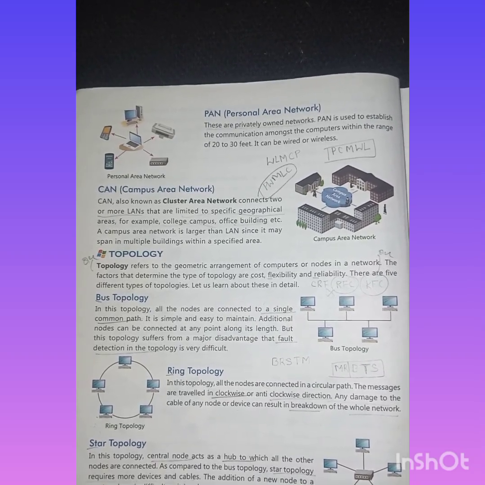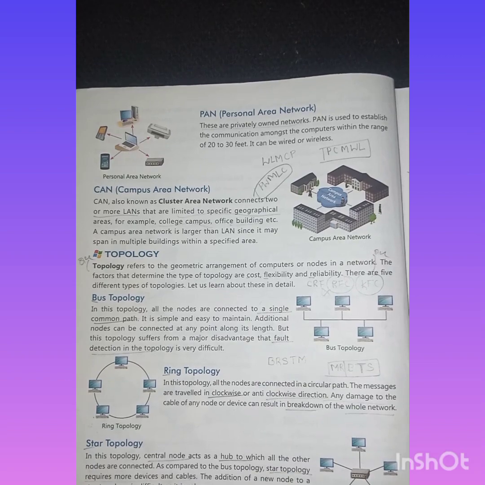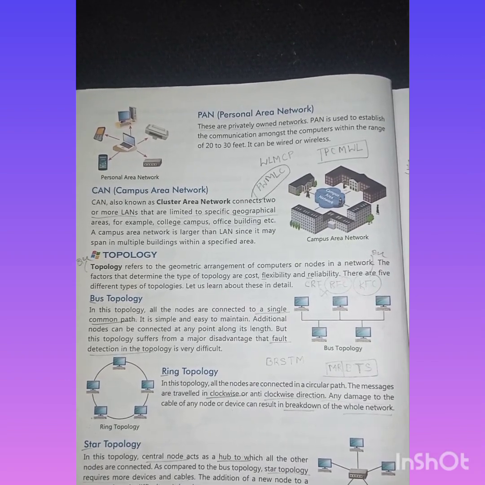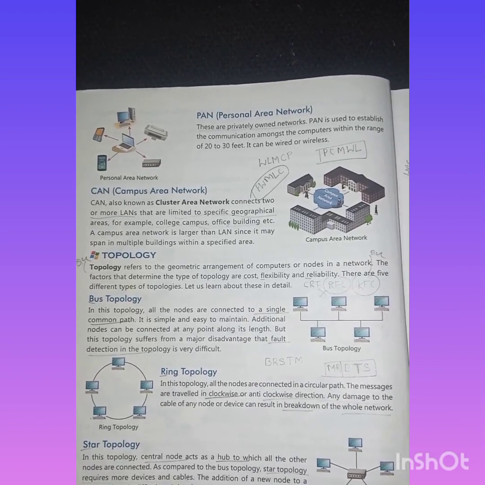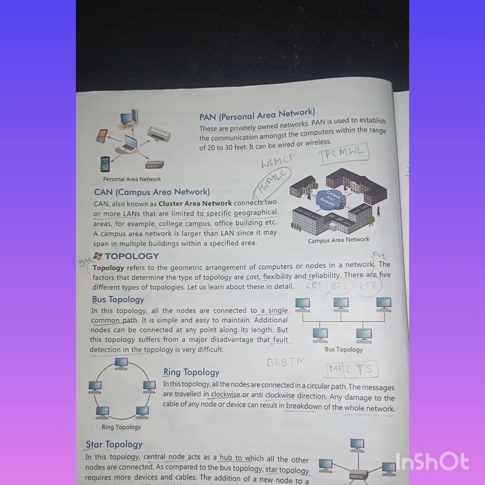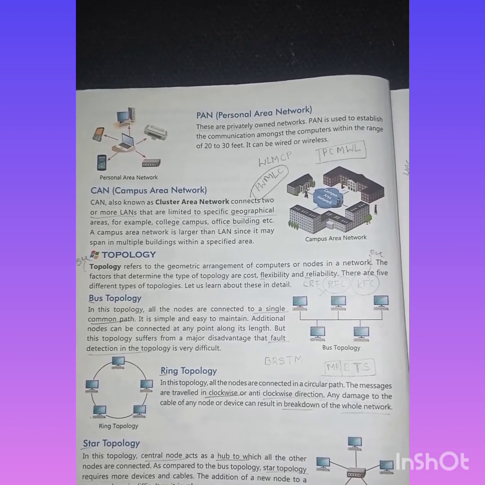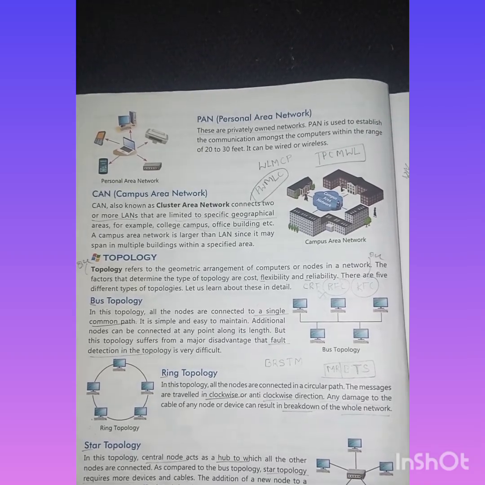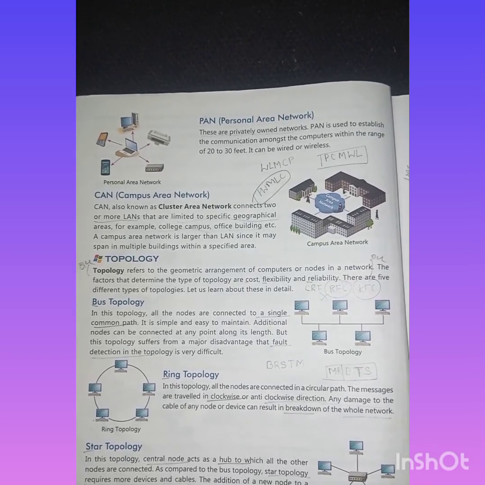Ring topology. In this topology, all the nodes are connected in a circular path. The messages travel in a clockwise or anti-clockwise direction. Any damage to the cable or any node or device can result in breakdown of the whole network.